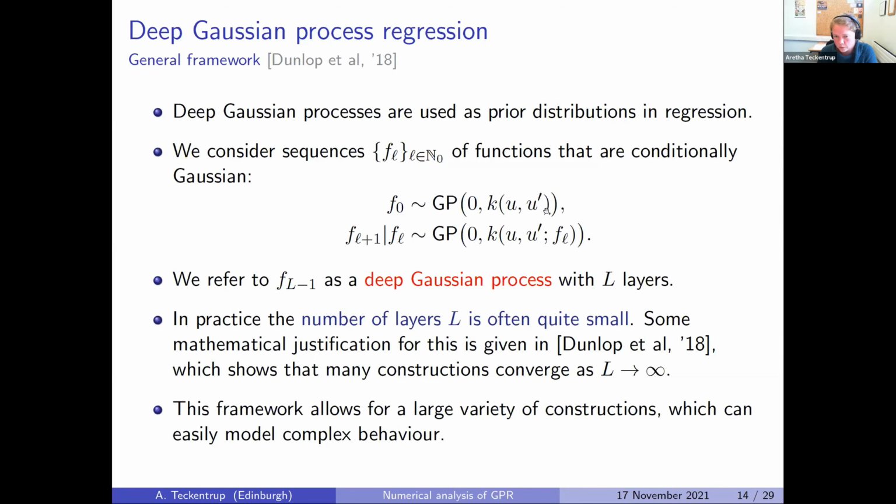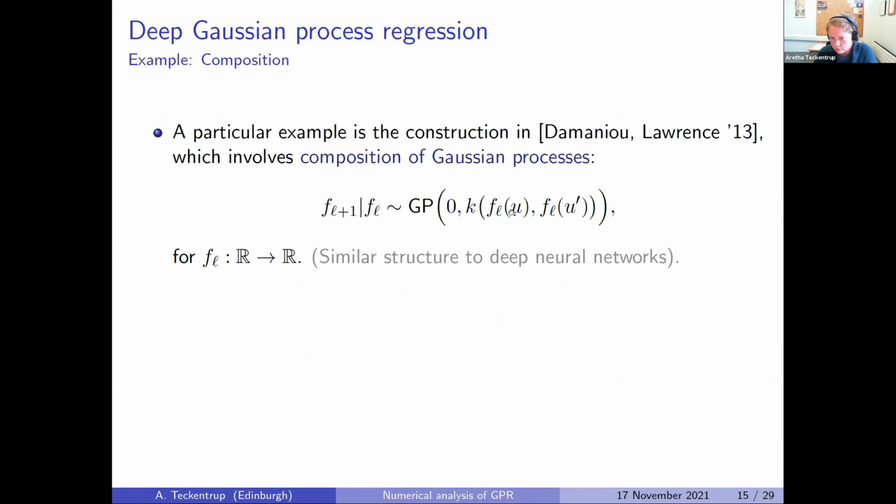Because if you think about it, you would usually have your covariance kernel K evaluated at the points u and u prime. We now don't want to use u as an input to F, but F_L of u. So we use the output of F_L as the input to F_{L+1}. That only works if the output space of F_L is equal to the input space of F_{L+1}.